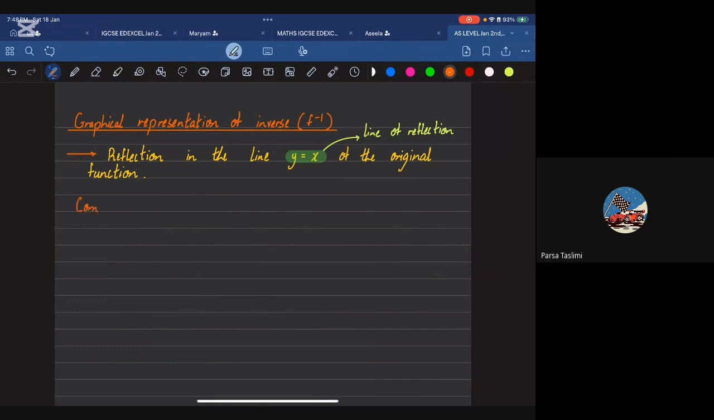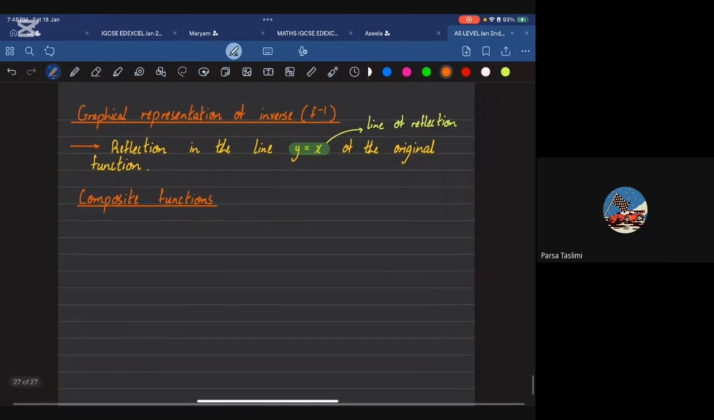Now this is probably the easiest part of all the functions. You know better than I do that composite functions are probably the easiest. You've done this in IGCSEs as well before. Just judging by the name itself, composite functions are the composition of two functions. All right. Let's begin with an example.